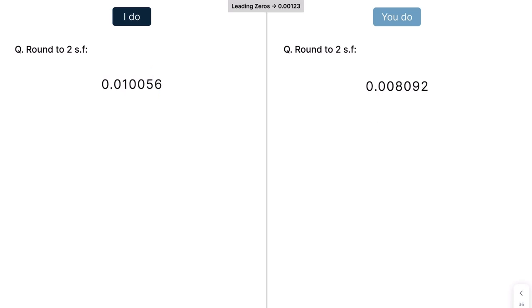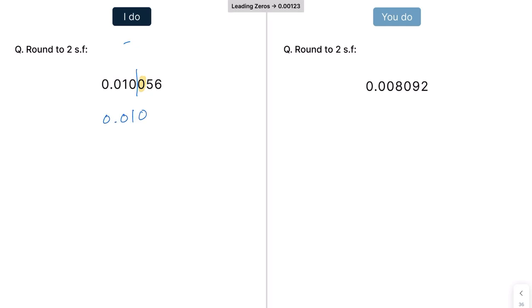So round this to two significant figures. So in this case, the second significant figure is that one. So you ignore the zeros at the start, but you don't ignore the zeros after the first significant figure. So in this case, this is the first significant figure, and this is the second significant figure. So I'll draw my line after the second significant figure, which is there. I look at the decider. It's telling me to not round anything, so my answer is 0.010.